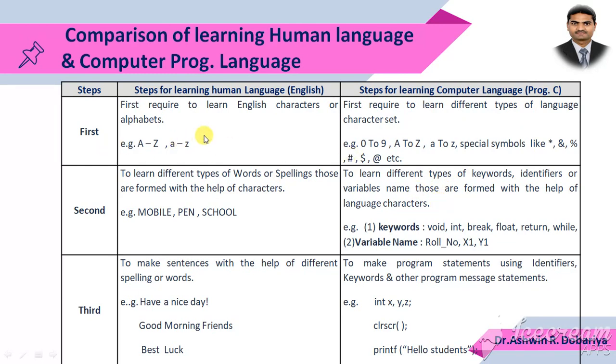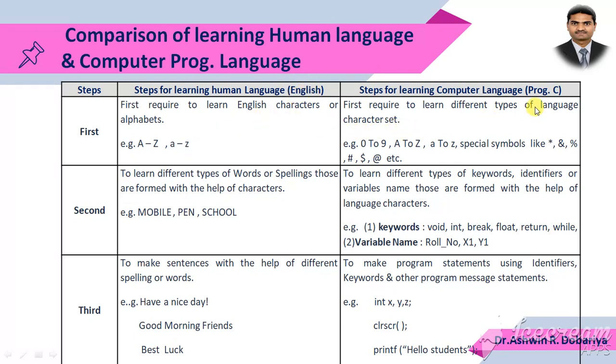So in the first step, to learn the English language, first we learn the alphabet, or you can say the characters of that language. So which are the characters of the English language? Capital A to Z and small a to z. So first we learn A, B, C, D, E, F, G. So first we understand all the alphabets, or characters, of that particular language.